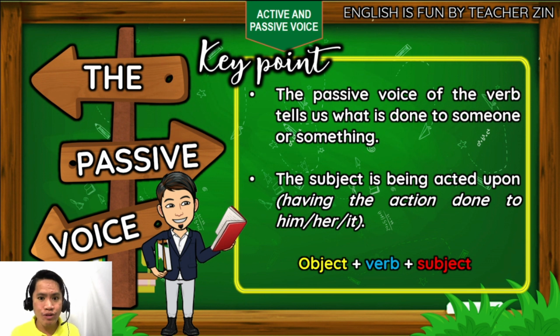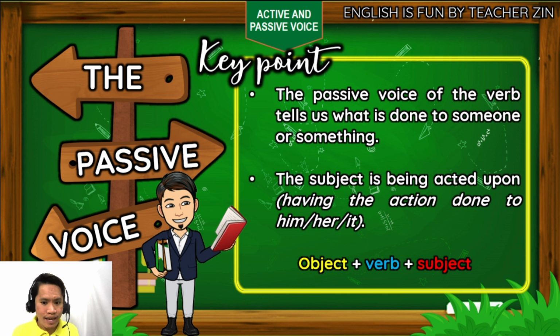So this time we will focus also our understanding on the other voice of the verb, which is the passive voice. Okay? Now, when is a sentence in the passive voice of the verb? It says here that the passive voice of the verb tells us what is done to someone or something. Okay? So that would mean that in this case, the subject is not already found on the beginning part of the sentence. Okay? Now, in this case, the subject is being acted upon by the object. Alright? Which means that there is an action done to the subject, to him, to her, or it, which indicates the subject, of course.